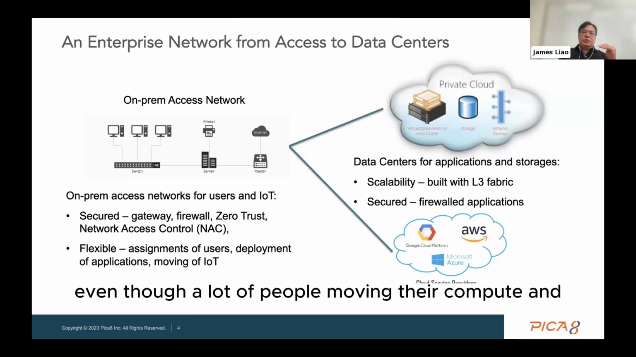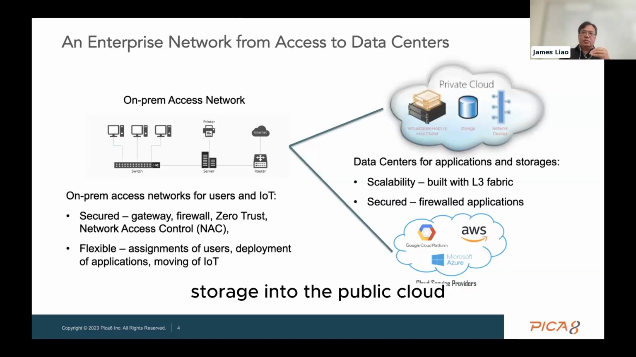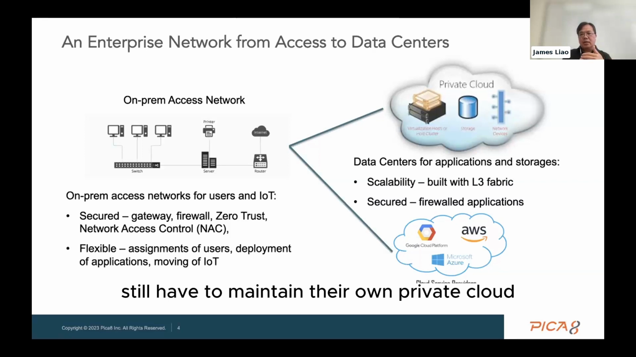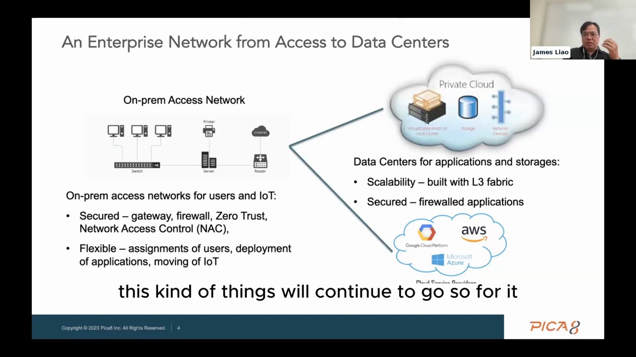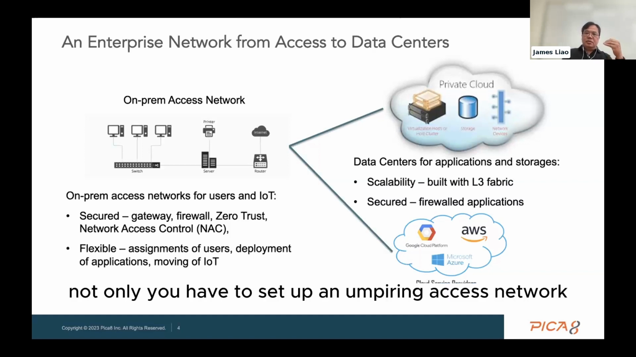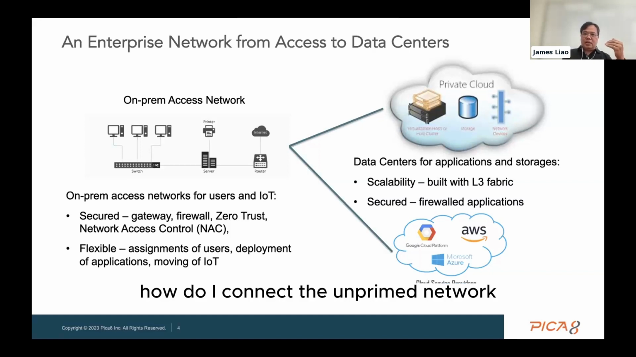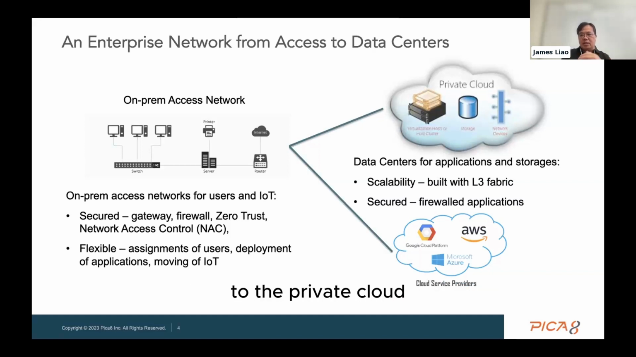Even though a lot of people are moving their compute and storage into the public cloud, many enterprises still have to maintain their own private cloud. And for many reasons, for privacy reasons, for compliance reasons, for data sensitivity, in the future for AI, this kind of thing will continue. So for IT, not only do you have to set up an on-prem access network, you also have to plan how to connect the on-prem network to the private cloud.